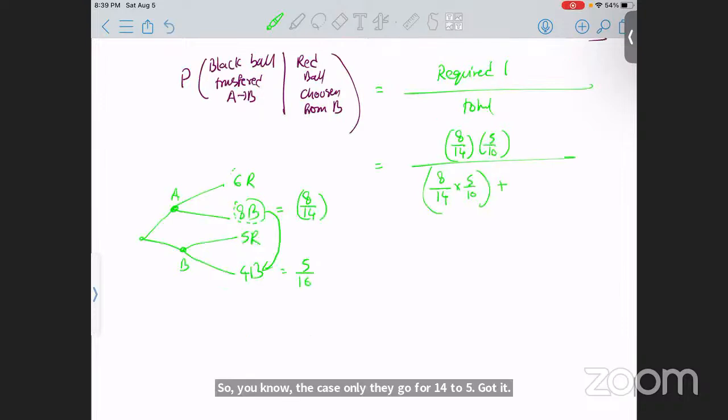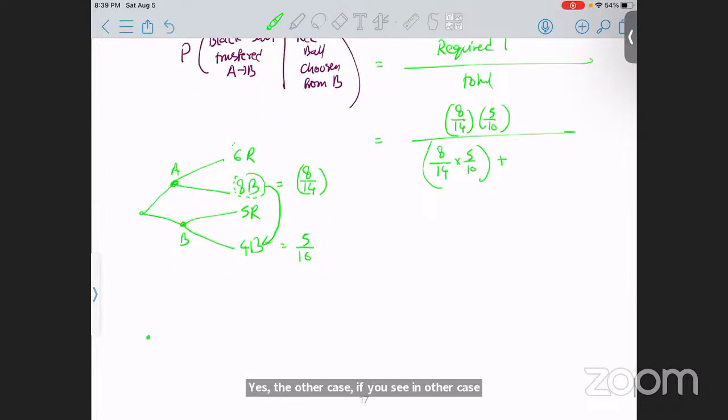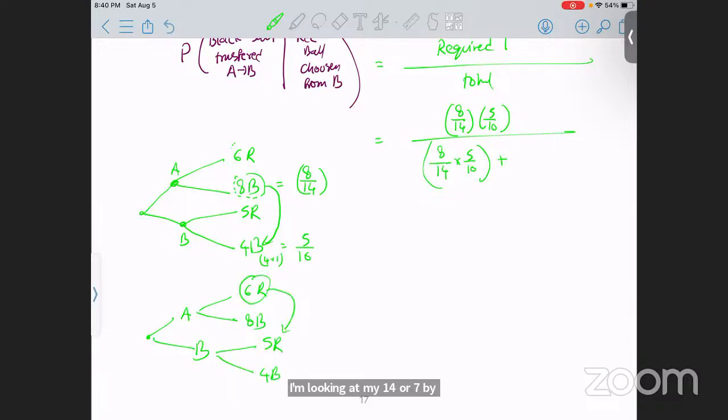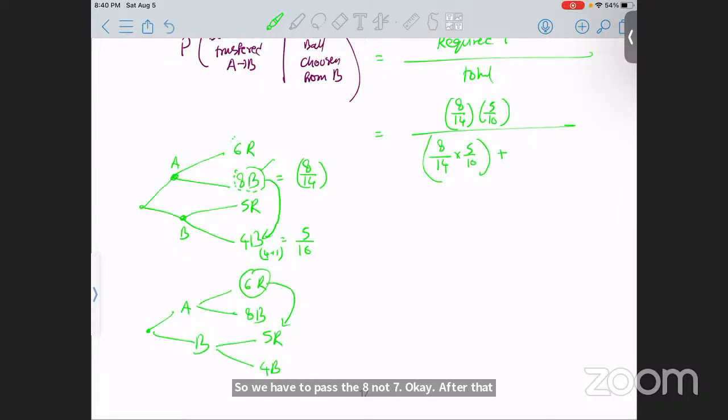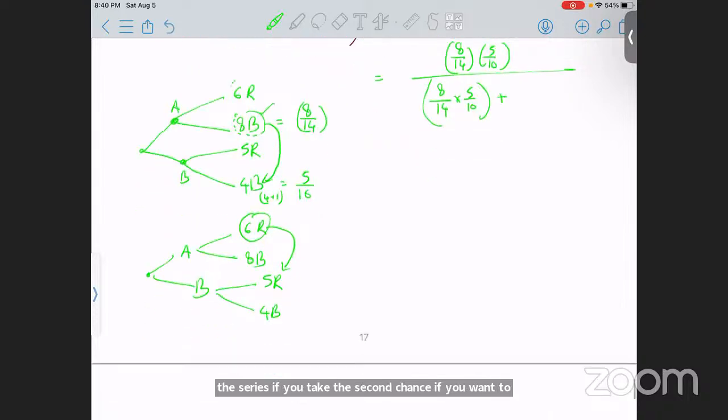Plus the other case. If you see the other case, A has 6 red and 8 black, and B has 5 red, 4 black. Now red is 8 by 14 or 7 by 14, sir, because one ball is transferred? No. First you have to consider 8, while we are transferring it. We don't know whether a red ball or a black ball is transferred, so we have to consider 8, not 7. After that, if you pick a second time, then it will be 7 by 14. And here it will be 5 plus 1, that is 6 by 10.